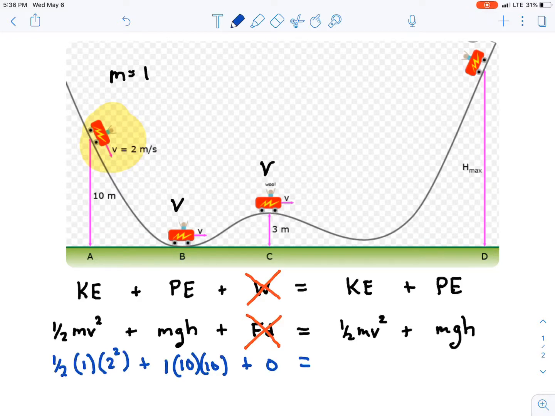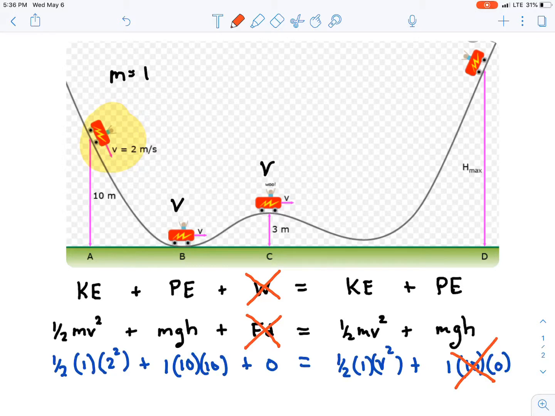So now I'm going to go to B. So 1/2 times 1, and then we're trying to solve for that v squared, and then plus 1, which is mass, times 10, and the height is 0. Hey, we like that. We don't need that right there. Let's cross it out. Okay, and so we're solving this out.